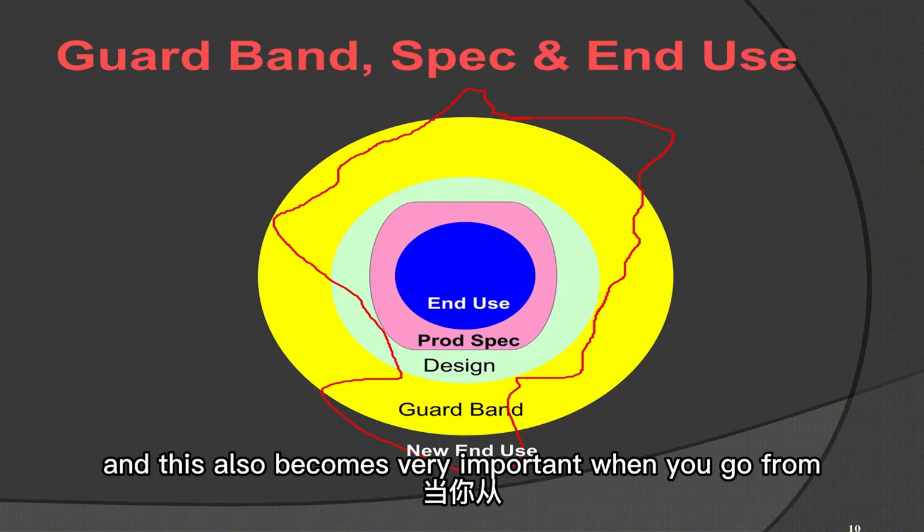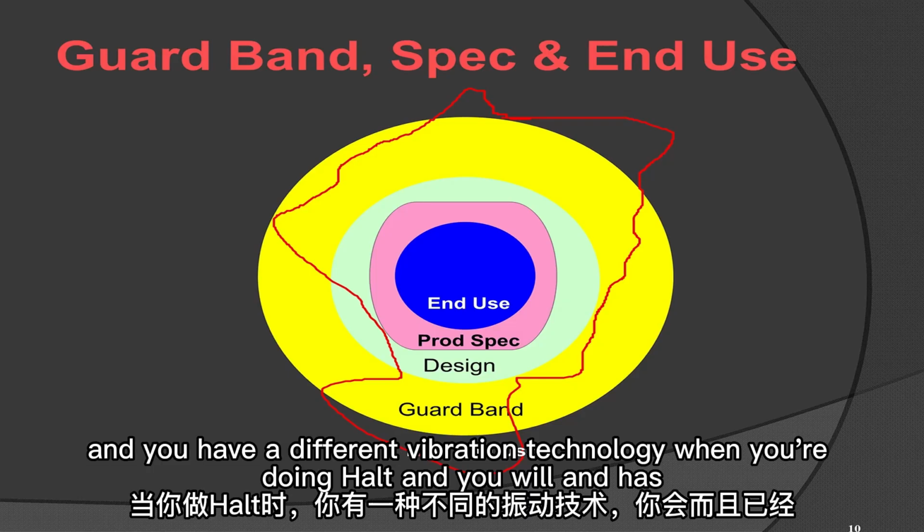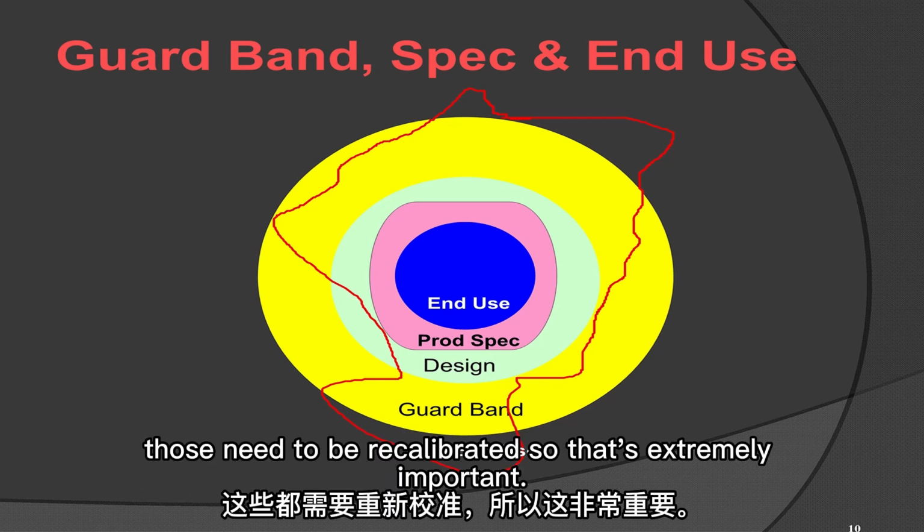This also becomes very important when you go from HALT to HASS, and you have a different vibration technology when you're doing HALT than you will in HASS. Those need to be recalibrated, so that's extremely important.